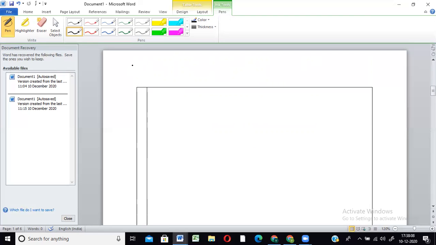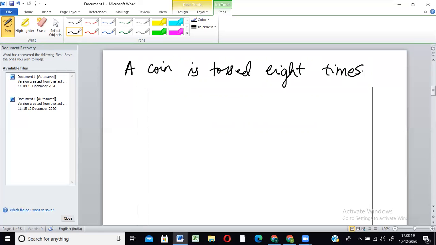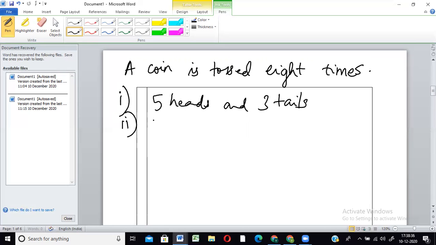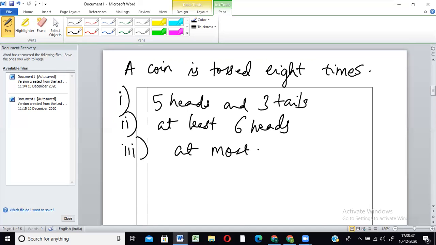Suppose we have another question where a coin is tossed 8 times. The total number of tosses is 8. In how many ways can we obtain 5 heads and 3 tails? That means heads repeat 5 times and tails 3 times. The second sub question is at least 6 heads. The third is at most 3 tails.